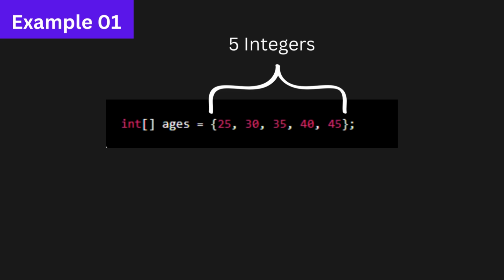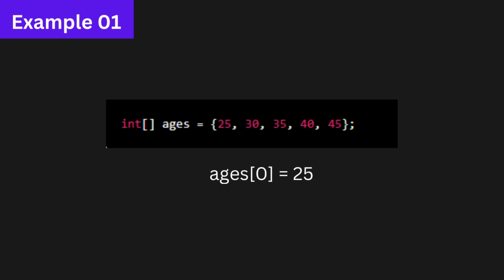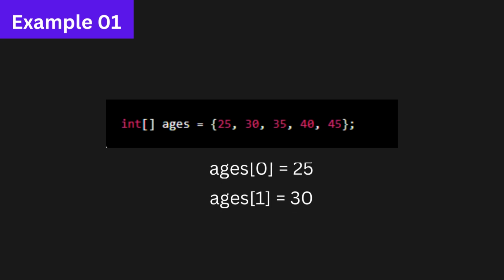We've initialized the array using an array initializer, which is the shortcut for assigning values to an array. The first value in the array is 25, the second value is 30, and so on. Each element in the array is stored in a contiguous memory location, which means that the memory addresses of the elements are consecutive. This makes it easier to access the elements of the array using a common name.